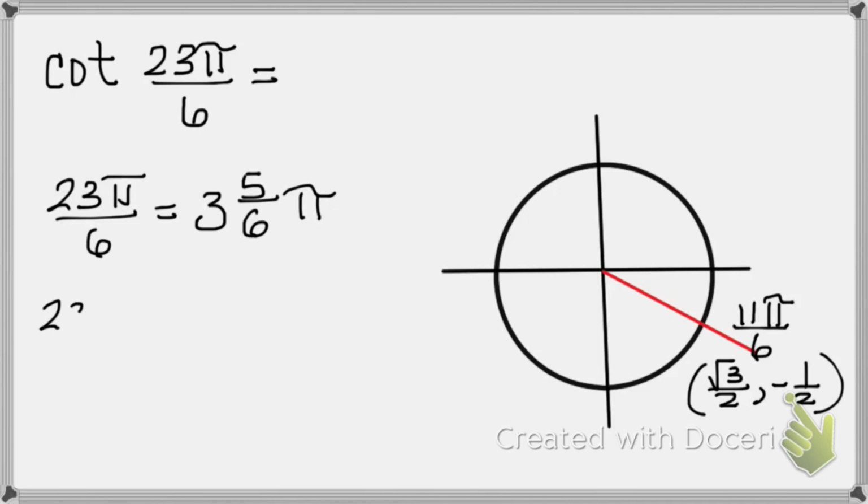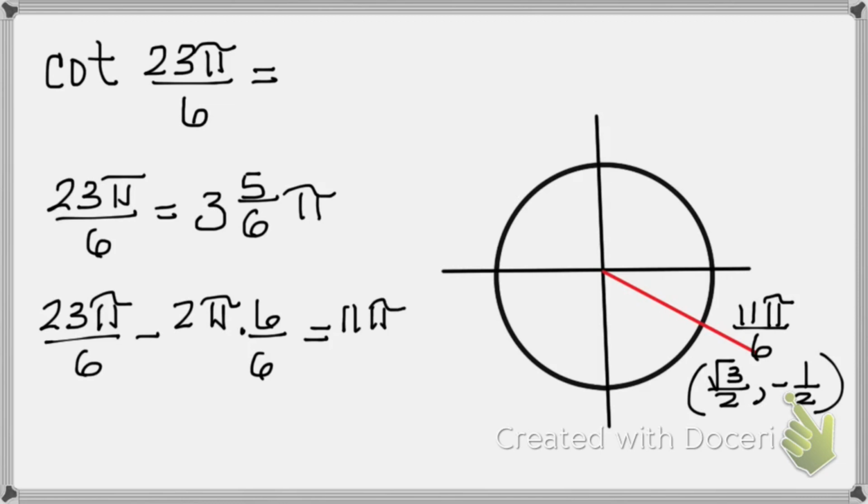Just one other thought about finding the point on the unit circle. I could also take the 23 pi over 6 and subtract 2 pi until I get a value that is between 0 and 2 pi, which would put me on the unit circle. Common denominator, 6 over 6. 23 pi minus 12 pi over 6 would be 11 pi over 6. So I could get there that way as well.